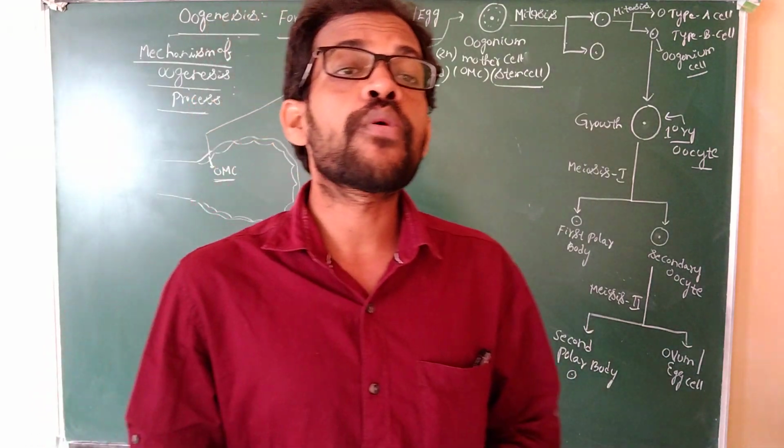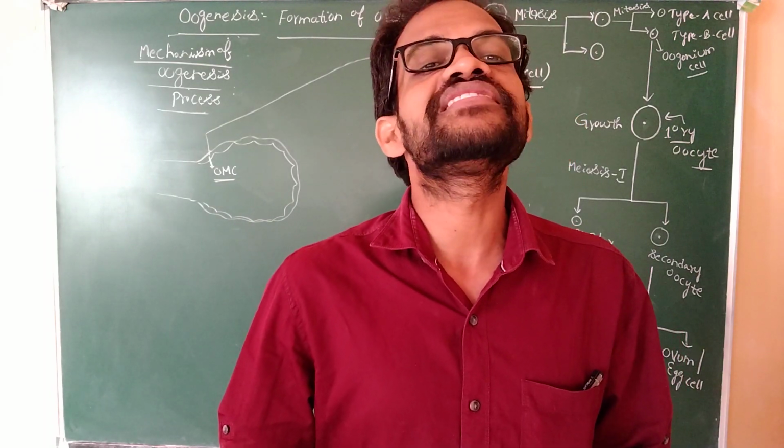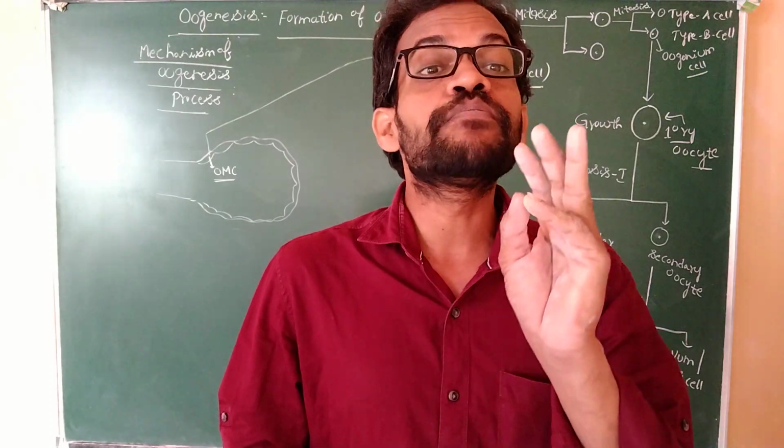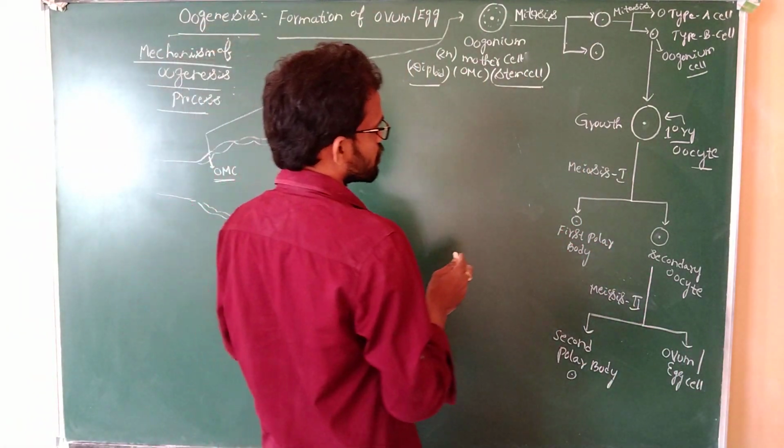How many polar bodies are formed at the end of the oogenesis process? Total 3 polar bodies and 1 egg cell.